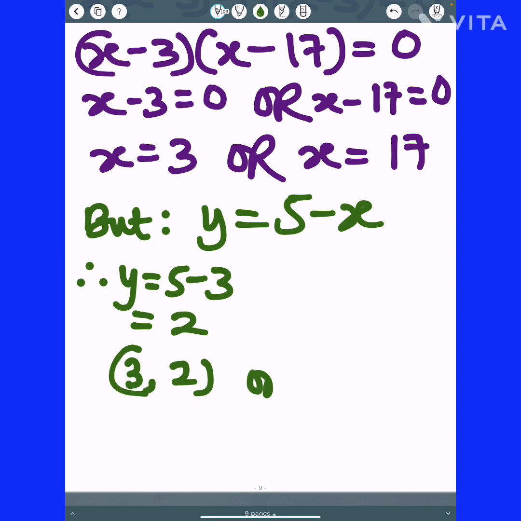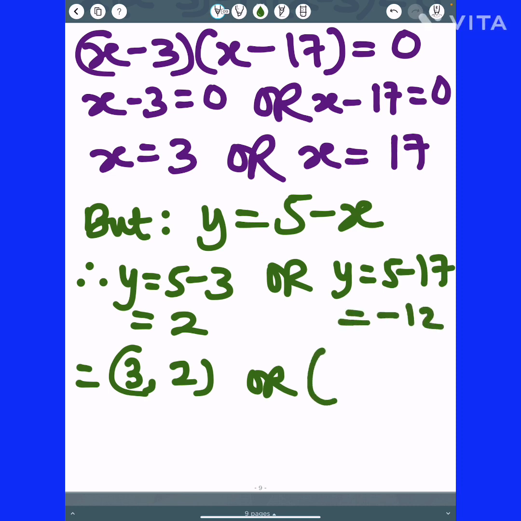So the second solution will be when x is 17, y is 5 minus x, so y is what? 5 minus 17. That gives you minus 12. So my second solution set is when x is 17, y is minus 12. That's the solution of question 3.